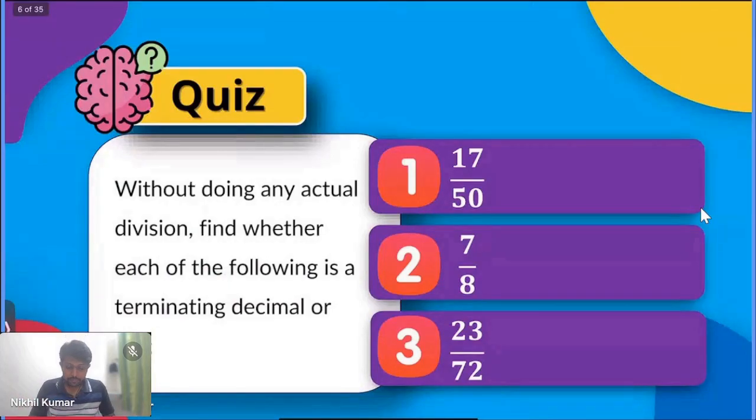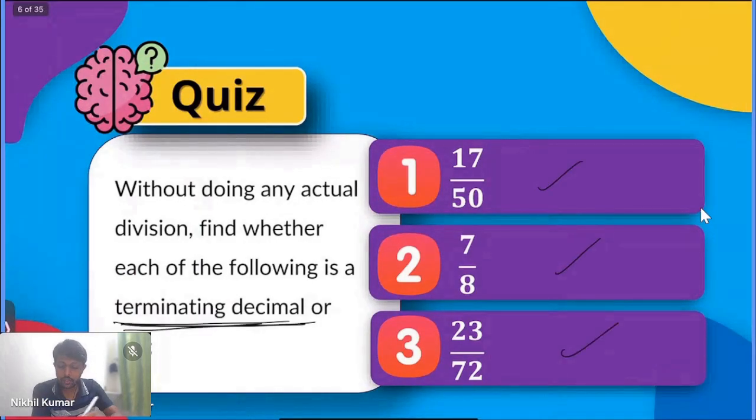Here's a quick quiz. What do you think? First of all, do you agree that all three numbers that I've given you are rational numbers? Do you agree to that? Yes, sir. Yes, because they are written in the form of a by b, so they are rational numbers. Some of these rational numbers will terminate, while the others will not terminate.